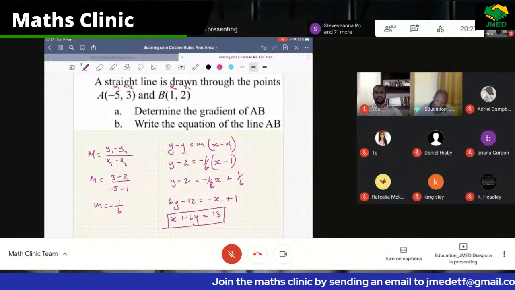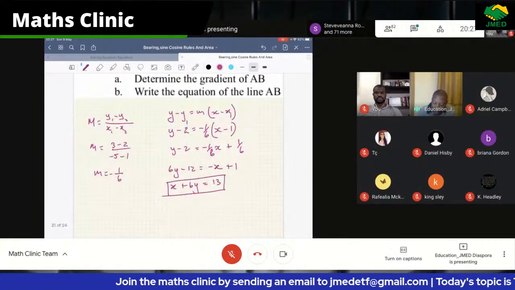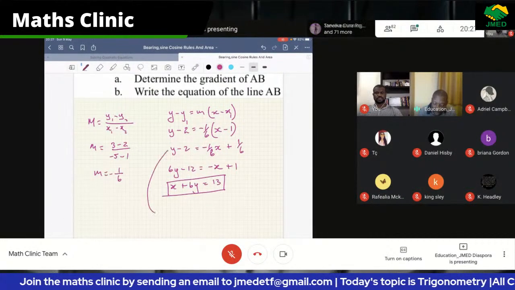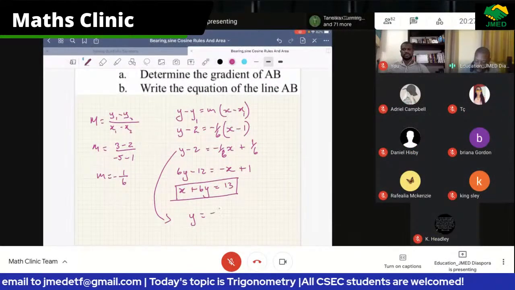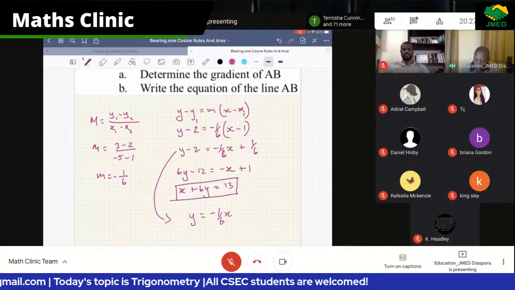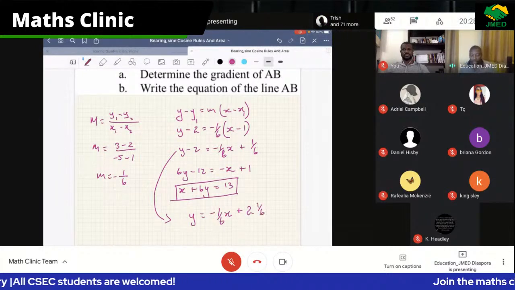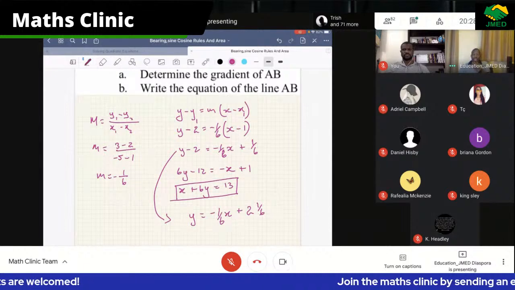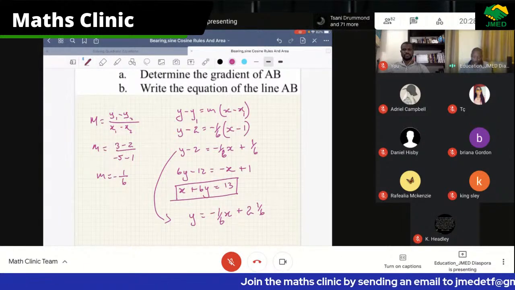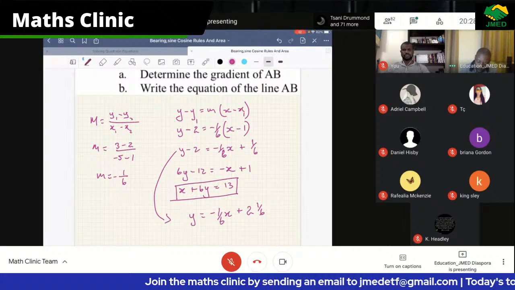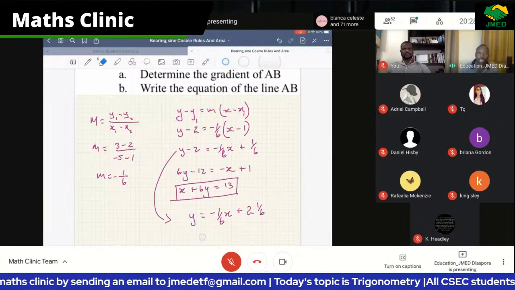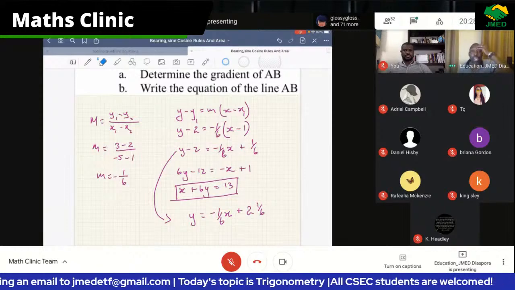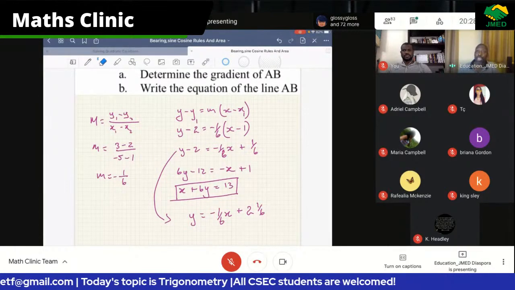If I wanted it in the gradient-intercept form, I would simply say y is equal to negative 1/6 x plus 2 and 1/6, which is 13 over 6, okay? Good. Next.